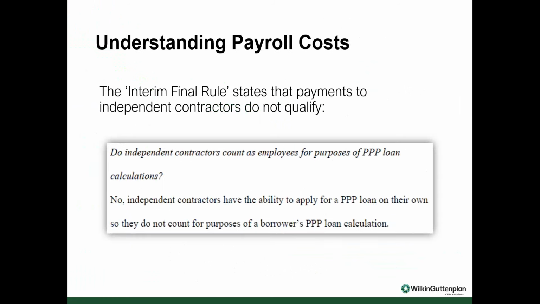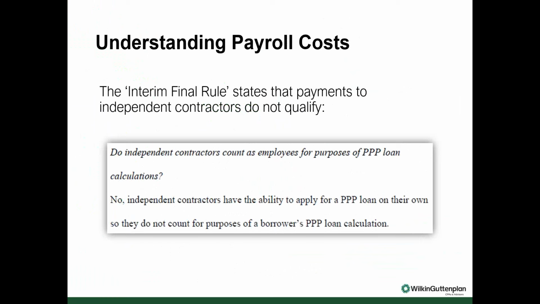And what was clear in the guidance that we got last night, and you see on the slide here, the interim final rules state that payments to independent contractors, this is by an employer, do not qualify. And literally in the document, we cut and pasted this from the document: do independent contractors count as employees for purposes of a P3 loan calculation? And the answer is no. Independent contractors have the ability to apply for a P3 loan on their own, so they don't count for purposes of a borrower's P3 loan.